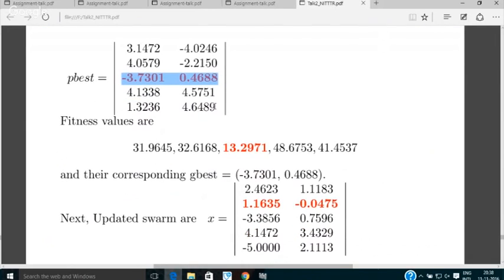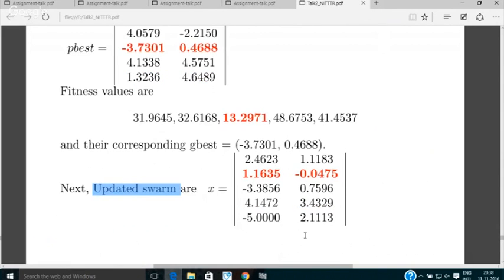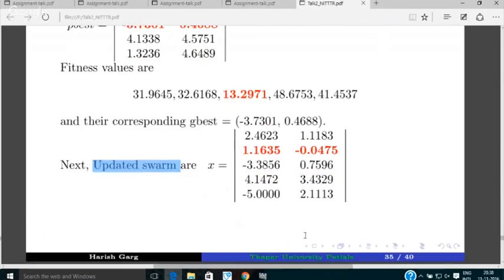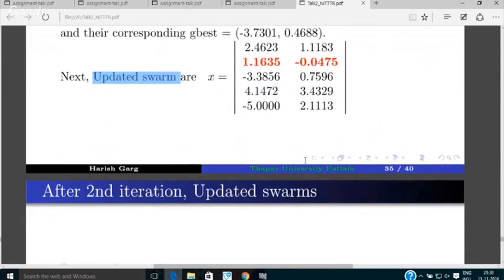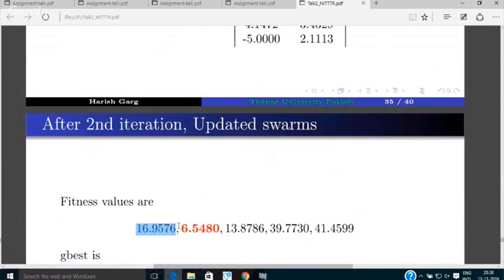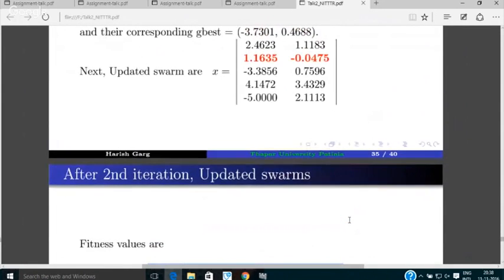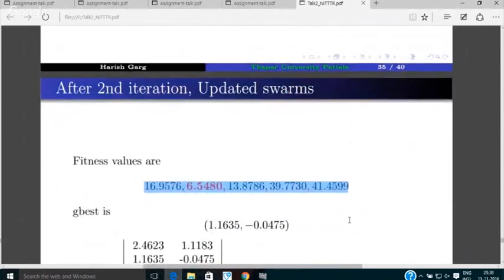Then compare, then calculate equations 1.5, 1.6. You will get the updated particle form, corresponding to each element. Then again, this is my exercise. Find the fitness value corresponding to this. You will get the new values. You will get this number.